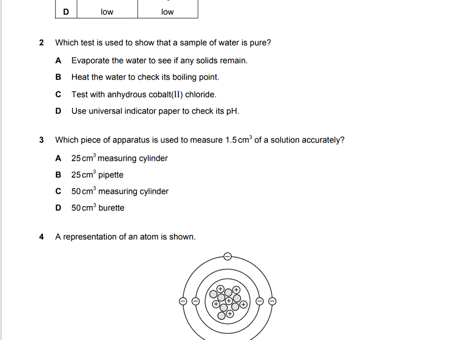Next, which test is used to show that a sample of water is pure? Actually, we have to determine the purity of water. One way to determine it is to heat the water to check its boiling point. Of course, we know that the boiling point of water is 100 degrees centigrade. So that is how you test if a sample of water is pure. The correct answer for that is letter B.